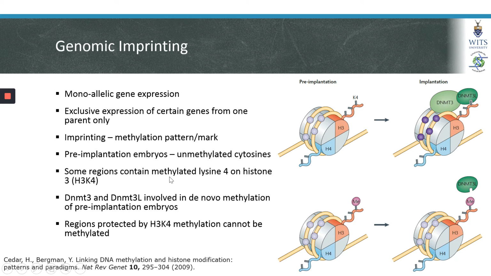Therefore, what this tells us is that histone modifications can regulate DNA methylation, and in the previous slide we saw how DNA methylation can regulate histone modifications. Therefore, the processes of DNA methylation and histone modification are tightly linked to each other. In the case of genomic imprinting, in pre-implantation embryos that do not have methylated cytosine residues, some regions have been shown to contain methylated lysine 4 on histone 3, or H3K4. This methylation pattern of lysine residues on histone 3 can regulate which regions become methylated and which regions do not become methylated. As I've mentioned in a previous slide, DNA methyltransferase 3 is involved in de novo methylation patterns.